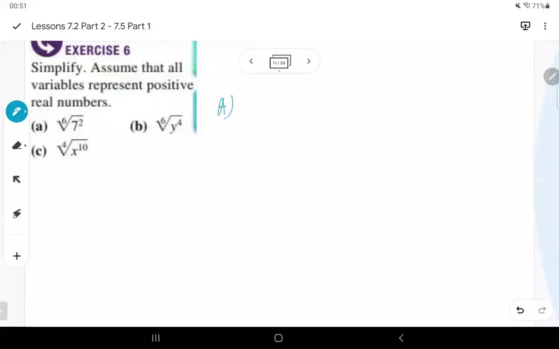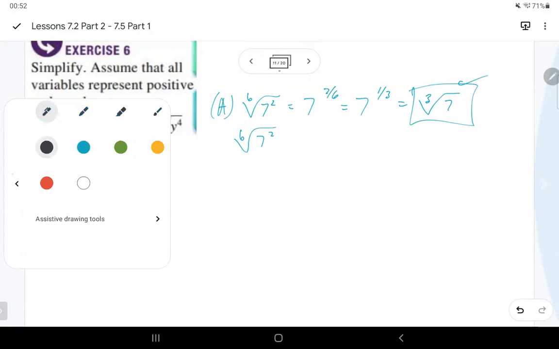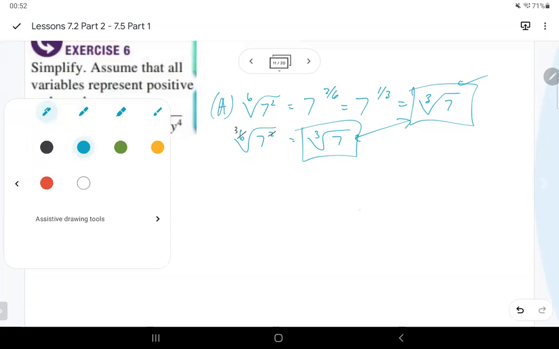All right, here we're just asked to simplify. So 6th root of 7 squared, we can rewrite that as 7 to the 2/6, which is the same as 7 to the 1/3, which is now the cubed root of 7. That's one way to do it. The other way to do it is to look at this and realize, well, 6th root of 7 squared, 2 goes into 6 3 times. So I can go straight to the cubed root of 7. You can see that they both are the same, no matter which option you choose there.